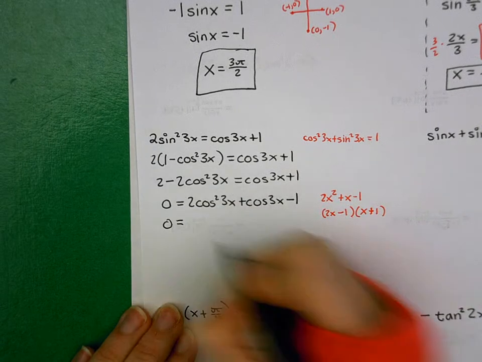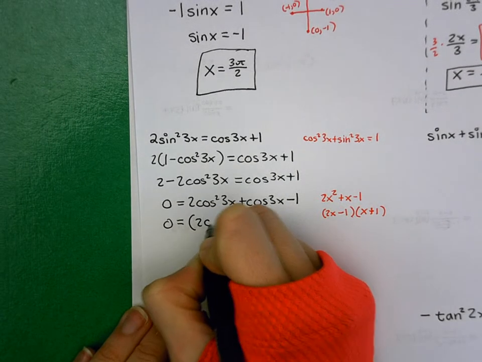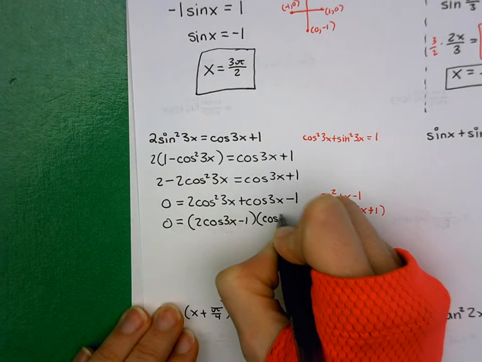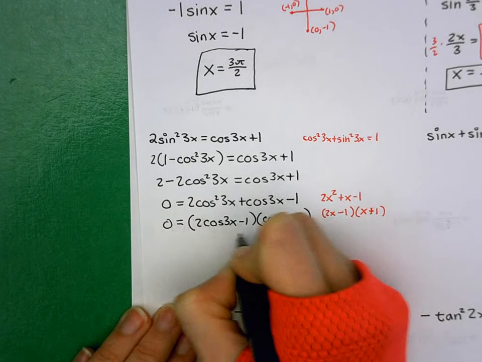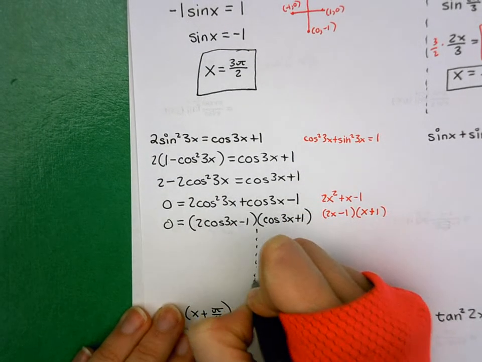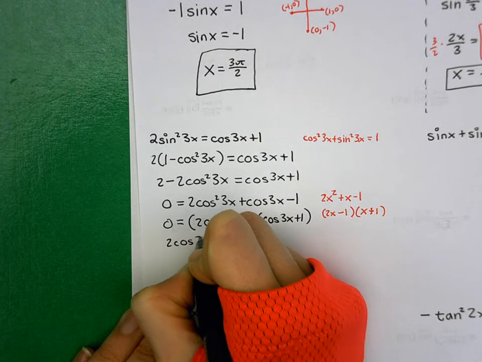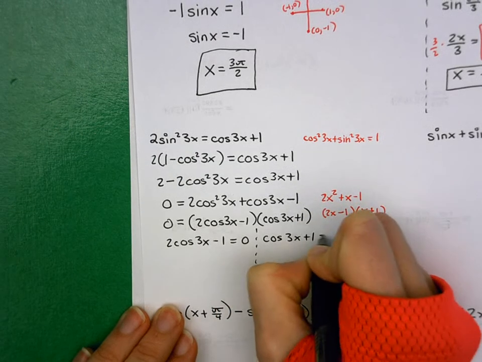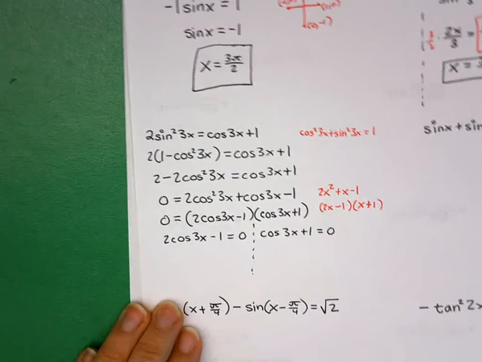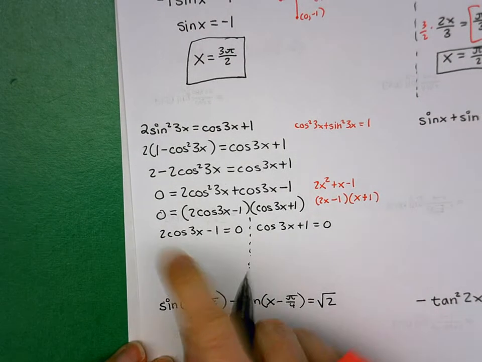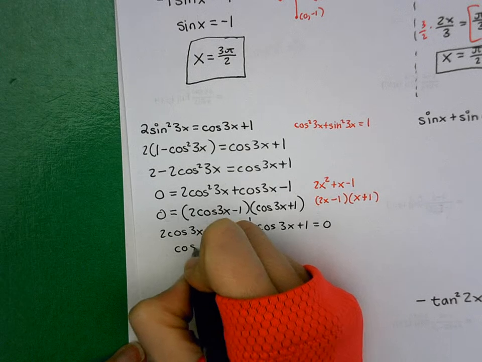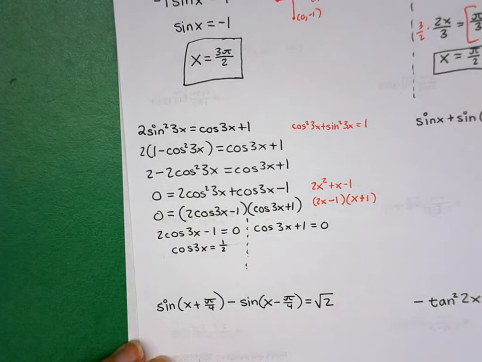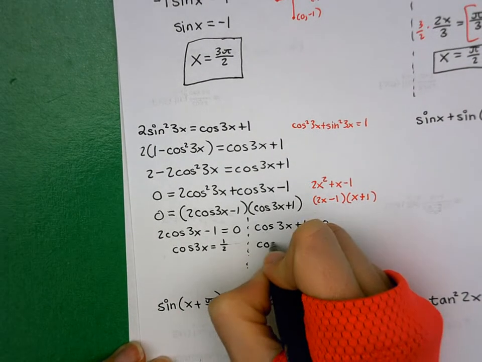So substituting our cosine 3x in, we have 2 cosine of 3x minus 1 times cosine of 3x plus 1. And so then we can set these individually equal to 0. 2 cosine of 3x minus 1 equals 0, and cosine of 3x plus 1 equals 0. Okay, adding the 1 over and dividing by 2, we get that cosine of 3x has to equal 1/2. Subtracting the 1 here, we get cosine of 3x equals -1.